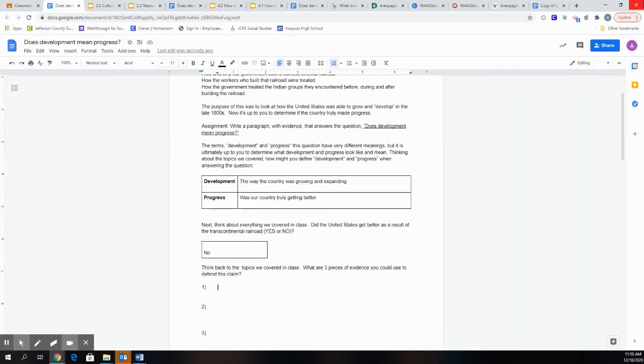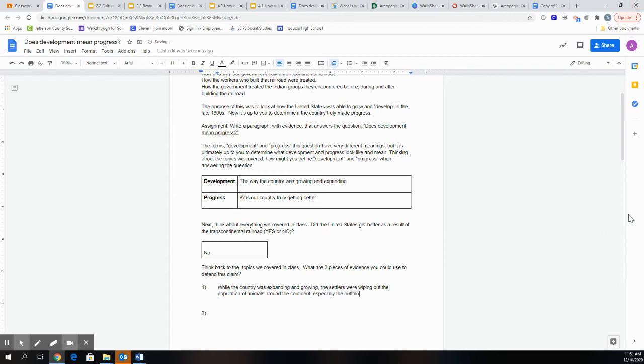So you can talk about how no, development does not mean progress. While the country was expanding and growing, the settlers were wiping out populations of animals around the country, around the continent, especially the buffalo.